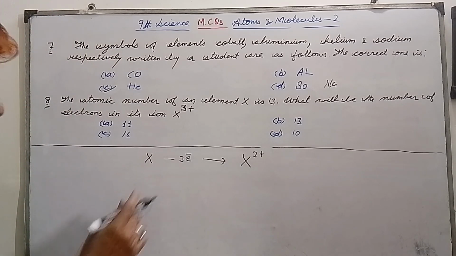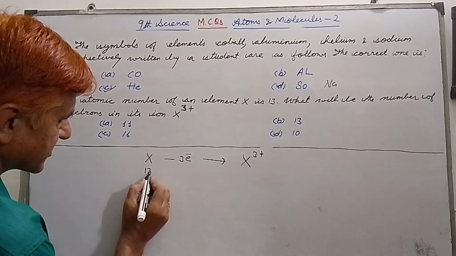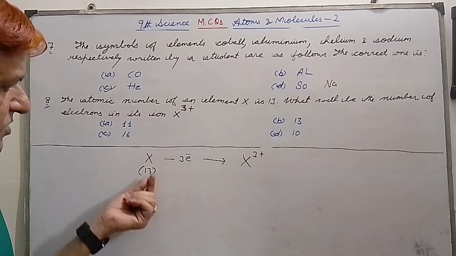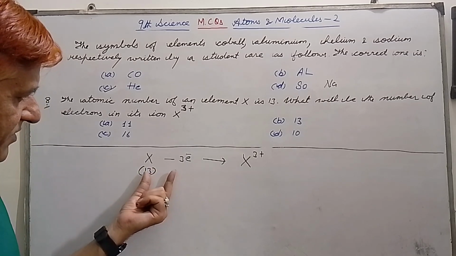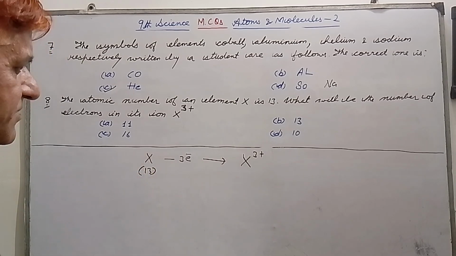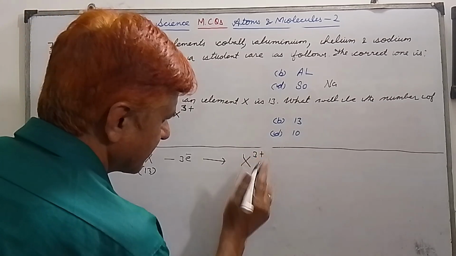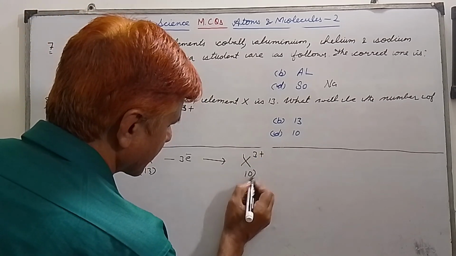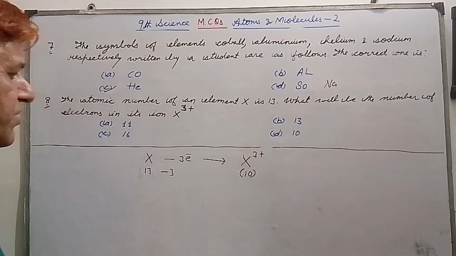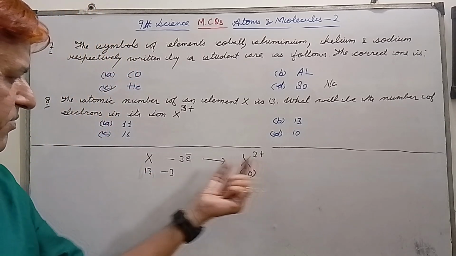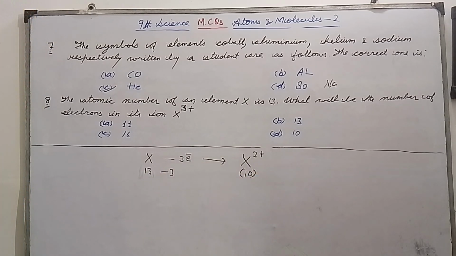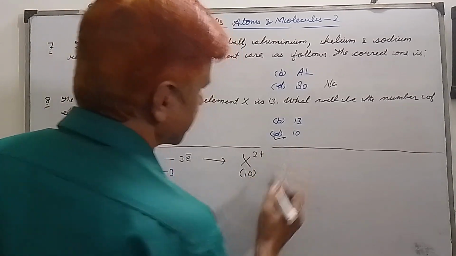So actually X has how many electrons? 13 electrons. When it loses 3 electrons, how many electrons will be left with X? Definitely 10 electrons. So X3+ has how many electrons? 10 electrons, because X3+ is formed by losing 3 electrons. So D is the correct option.